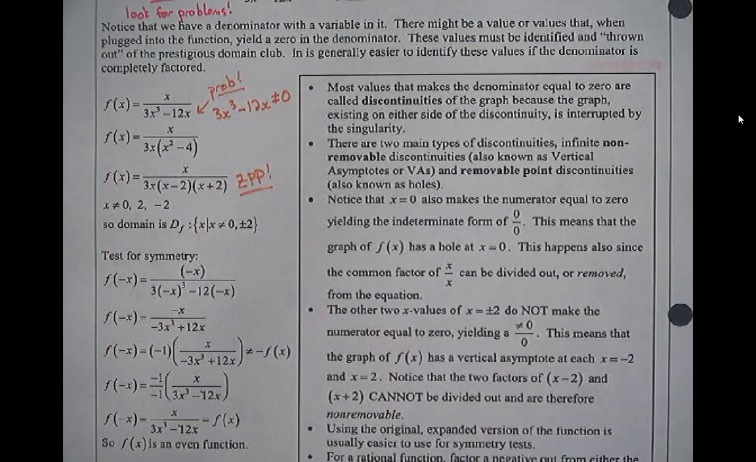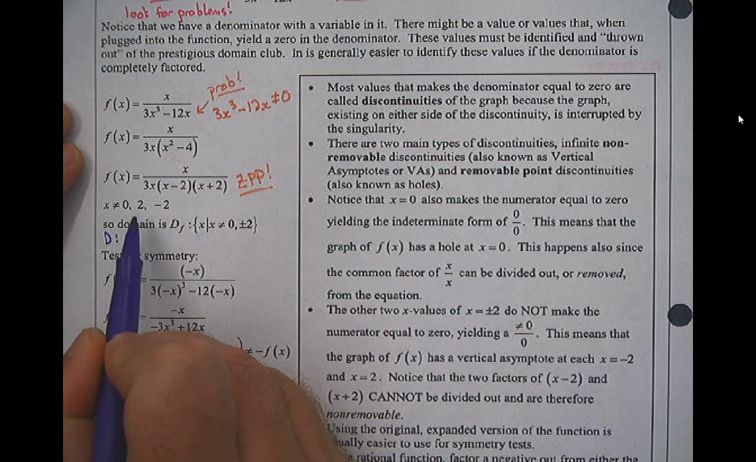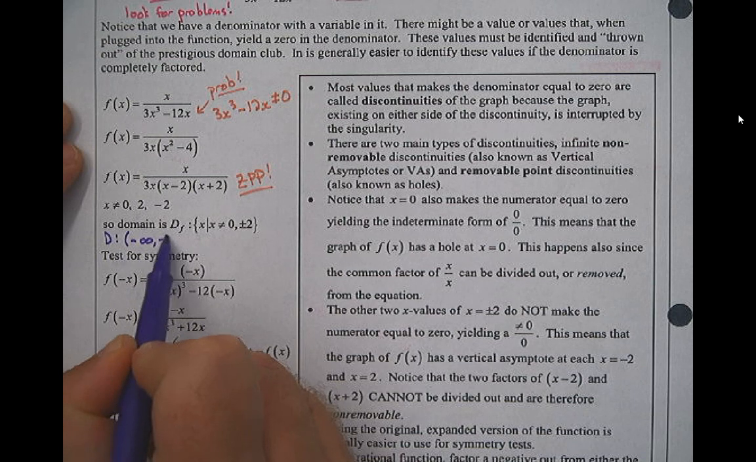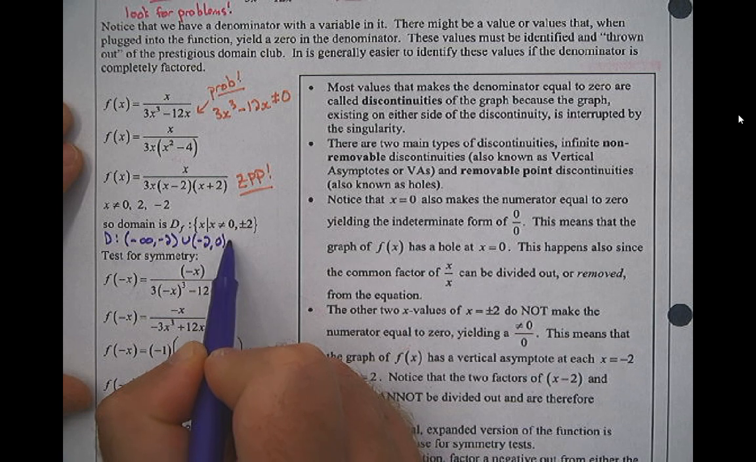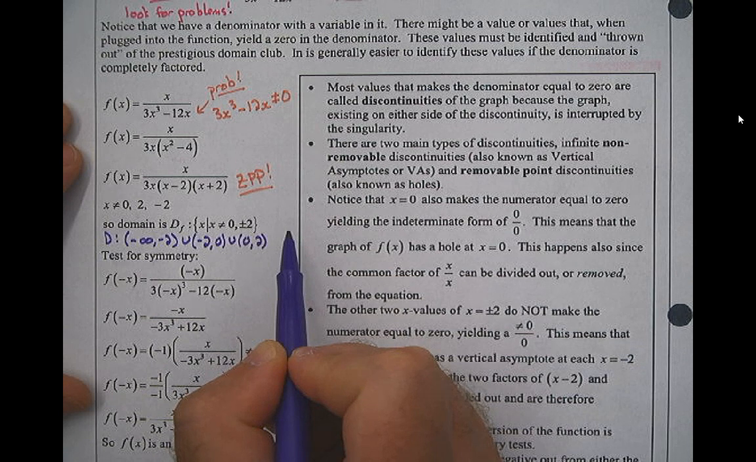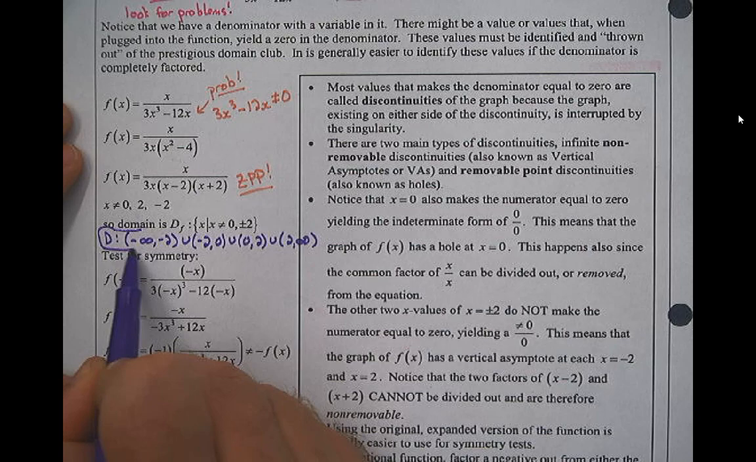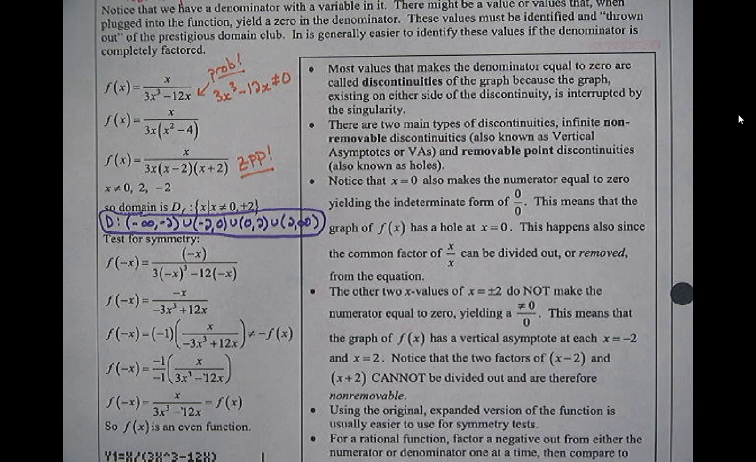This is not how I would write the domain. I would write the domain, and I'd like it if you wrote the domain the same way, using interval notation. So we can use every number except for 0, 2, and negative 2. I can go from negative infinity up to negative 2, can't use it. I can go from negative 2 to 0, can't use it. Then I can go from 0 to 2, can't use it. And then I can go from 2 to infinity. You see why he wrote it his way, much, much shorter. But my way, I think, makes more sense in terms of what we're talking about. So it's up to you.